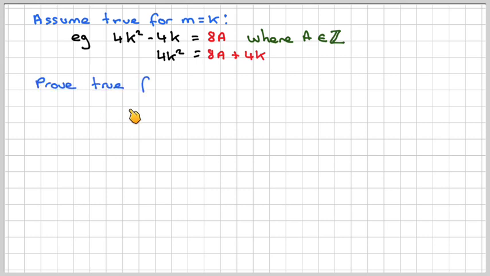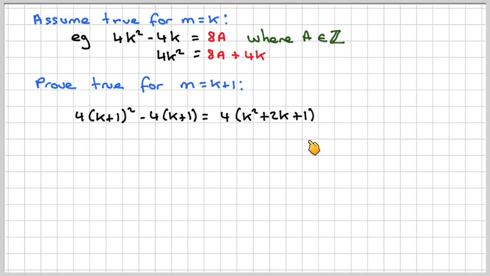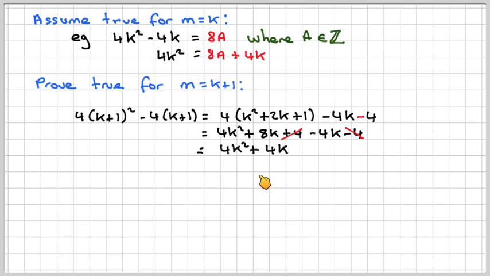So we'll now prove true for m is equal to k plus 1. So our expression will be 4 times (k plus 1) all squared minus 4 times (k plus 1). So expanding that, we're going to get 4 times (k squared plus 2k plus 1) minus 4k minus 4. Taking that 4 in the bracket, we're going to get 4k squared plus 8k plus 4 minus 4k minus 4. This 4 and this 4 will cancel. And then 8k minus 4k will give us 4k. So we get 4k squared plus 4k.